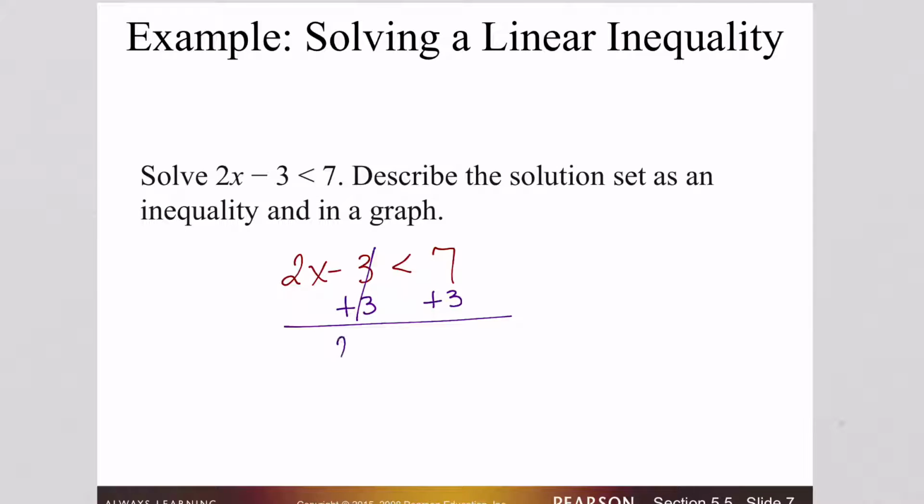So I get 2x on the left side is less than 7 plus 3, which is 10. So now I have to divide both sides by 2. So x is less than 5. So now we want to draw the graph of this.